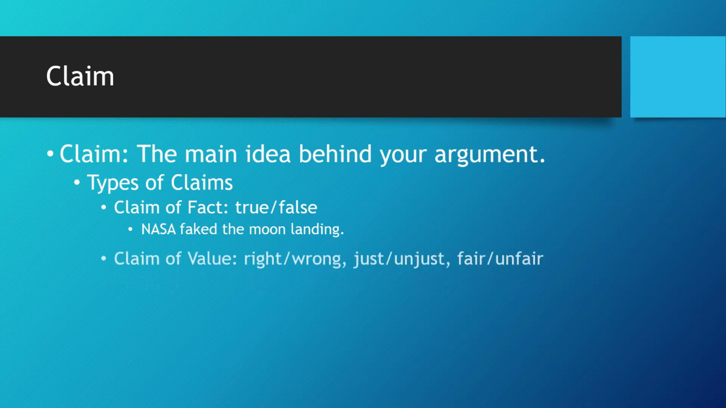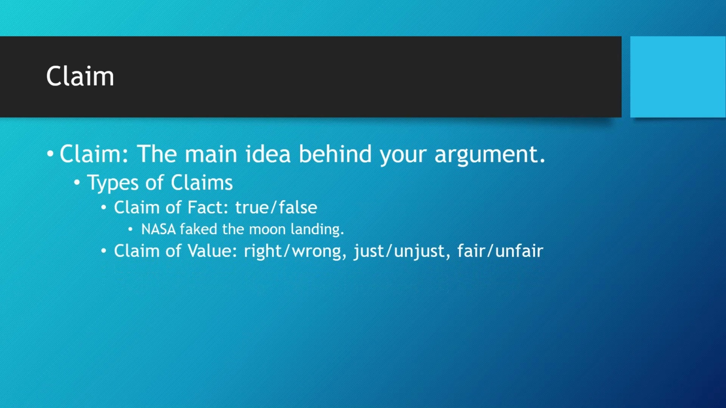Then we move on to claims of value. Claims of value identify whether or not something is right or wrong, just or unjust, fair or unfair. And the important thing to remember here is we're really starting to tap into our values. There's usually some type of value judgment involved with a claim of value. And so there's some type of degree that comes along with that as well.